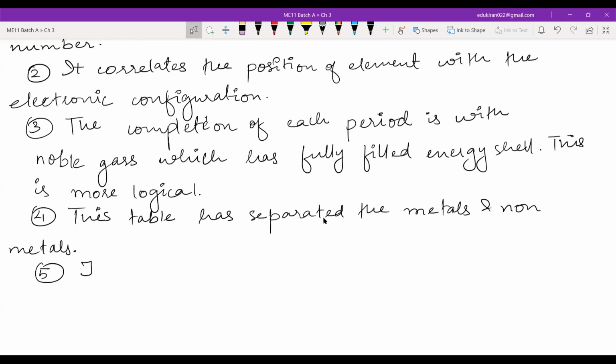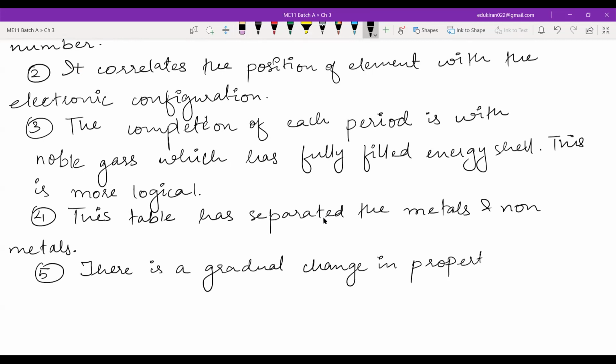in this table, there is a gradual change in properties of elements. There is a gradual change in properties of element with increase in atomic number.